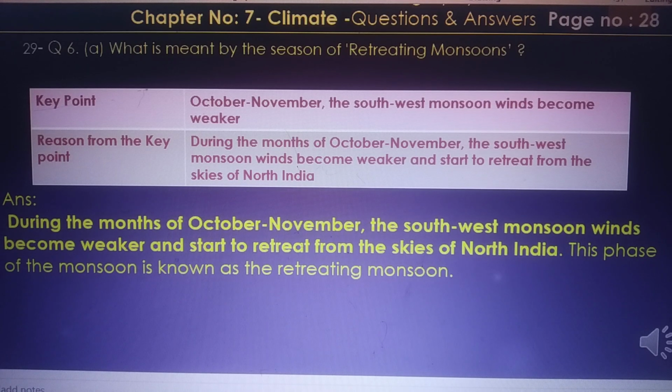What is meant by the season of retreating monsoon? What is the key point? October, November, and southwest monsoon winds become weaker. Reason from the key points: during the months of October and November, southwest monsoon winds become weaker and start retreating from the skies of North India.